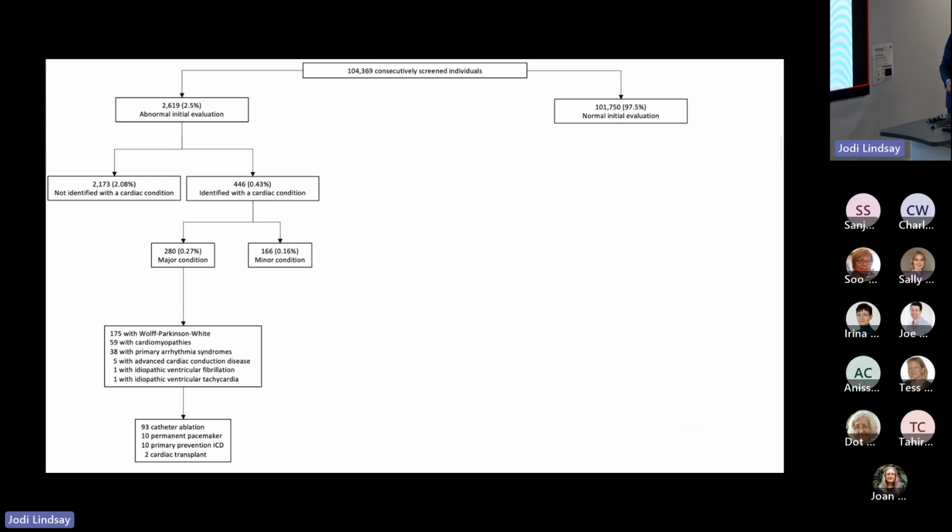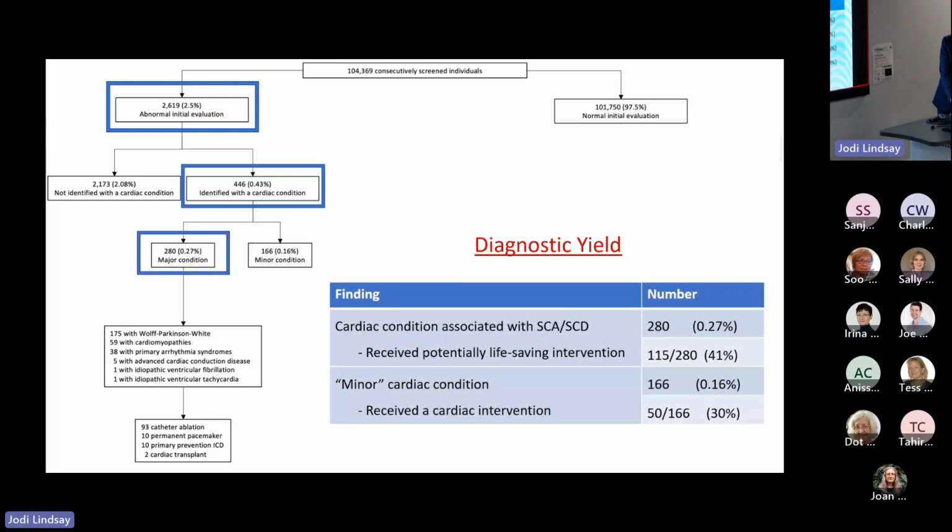Now, in terms of our results, if we look at the things that we roughly know already, out of the 104,000 individuals, 2.5% were identified as abnormal by our screening, okay? And they were referred for further investigations, and 446 were identified with a cardiac condition. I've separated them into major and minor cardiac conditions. What do I mean by that? Major would be a cardiomyopathy that is clearly associated with sudden cardiac death. Minor may be something like mitral valve prolapse or bicuspid aortic valve, which can cause issues, but it's usually not associated directly with sudden cardiac death.